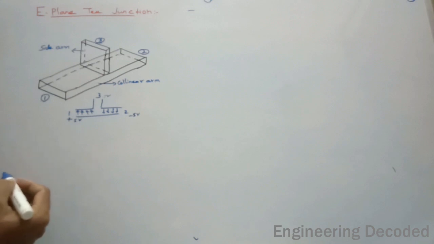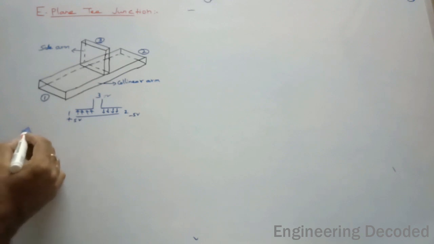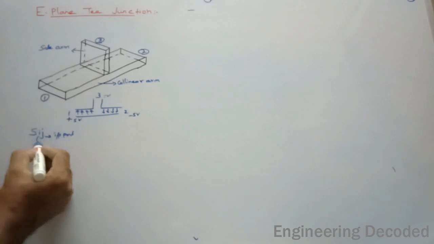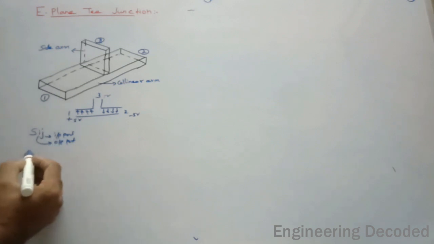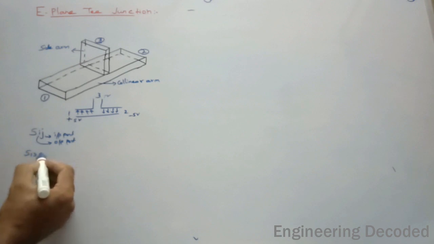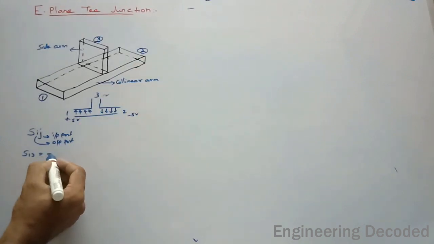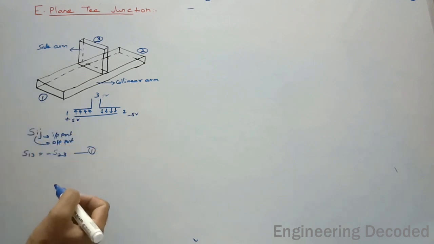We can write Sij. Here the second term, j, represents the input port, and the first term, i, represents the output port. So here we are going to get the output through port 1, which is given from port 3, so it will be positive S13, and if you are getting output from port 2, it will be negative, minus S23. So this is the first condition we want to remember in an E-plane T.